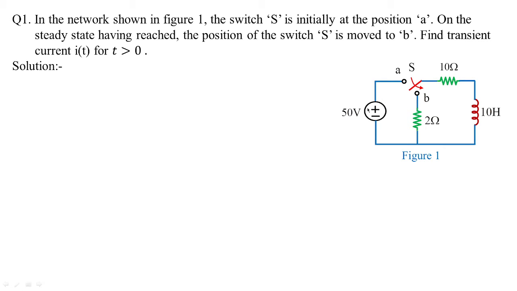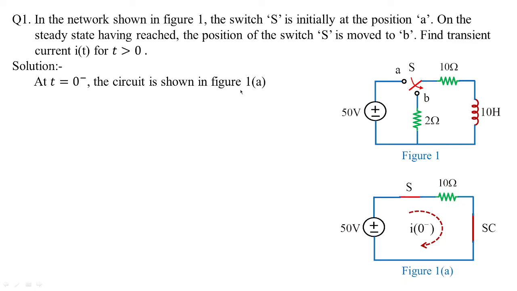We can see 50 volts is going to energize the circuit with these passive elements. And how does it behave when it is at position 1, that is A, and then when it is changed to position B? So initially, we have to see the conditions before switching. At t equal to 0 minus, the circuit is shown in figure 1a. You can see here the switch was at position A and the steady state conditions have been reached.